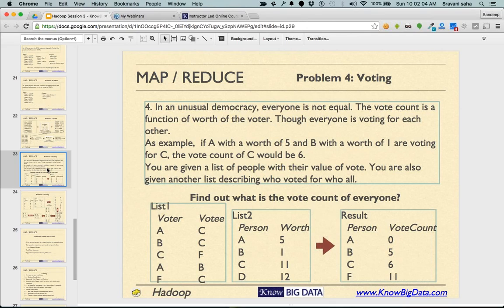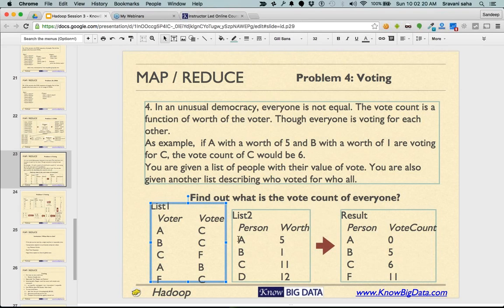Therefore, there are two files here. First, who voted for who, and second, whose worth is how much. Now, you have to find out who won the election. Okay? For that, you have to do the vote count.